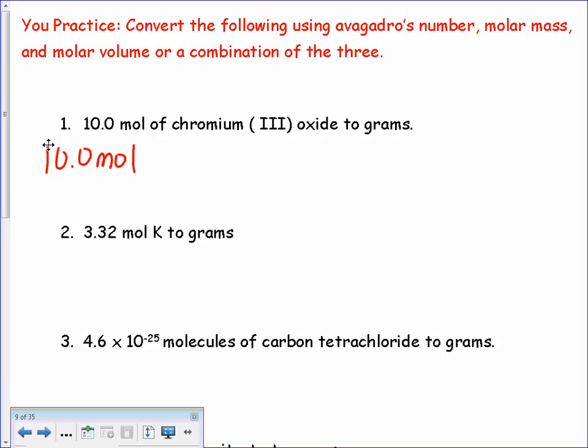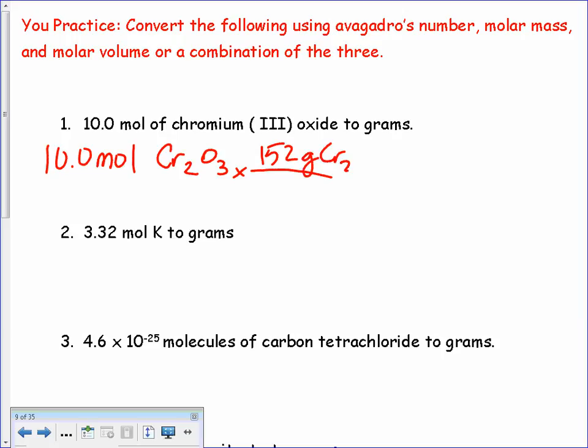What is chromium 3 oxide? Where is that 2 coming from? The oxygen's charge, and then the 3 is coming from the chromium's charge. That is going to be second nature to you very soon. What'd you do next? You added the mass up. What was the mass? I heard 152.